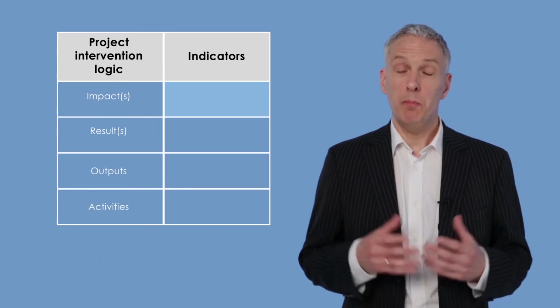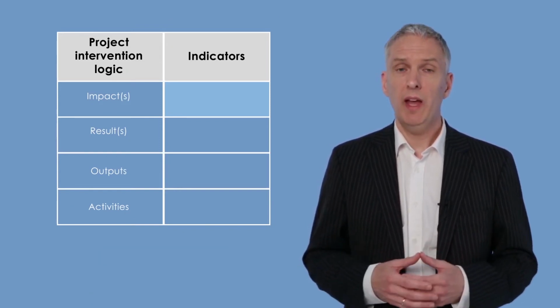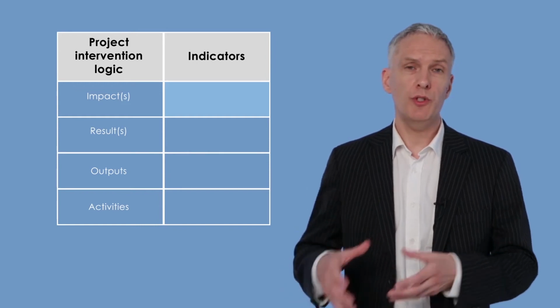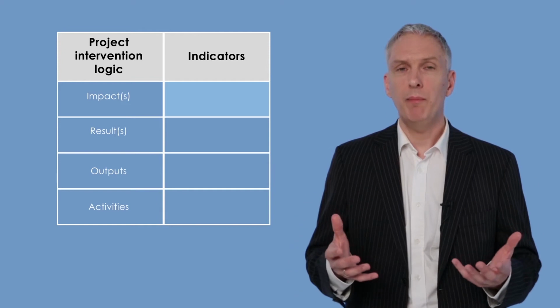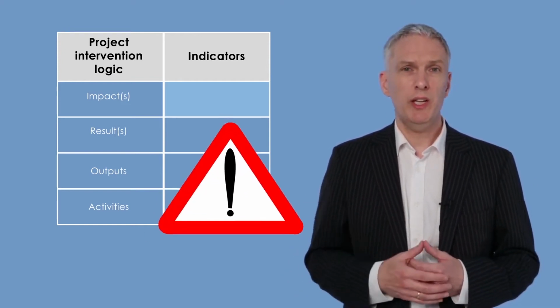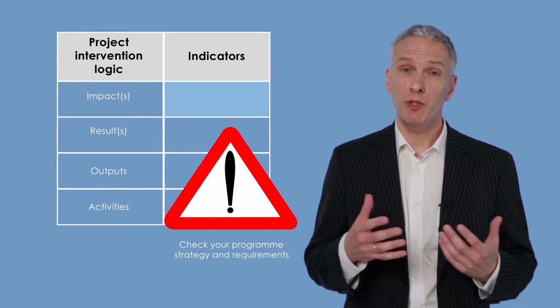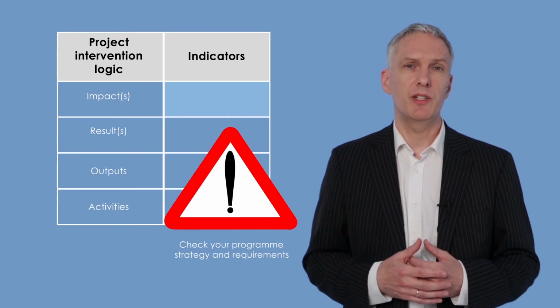Impact indicators measure your project's long-term effects. In other words, how your project contributes to the program objectives. Ideally, they may be drawn from the program's result indicators, but please check your cross-border cooperation program strategy and requirements, because this may not always be the case.